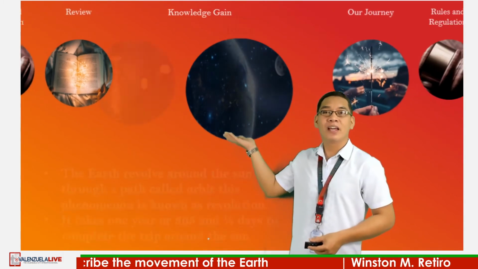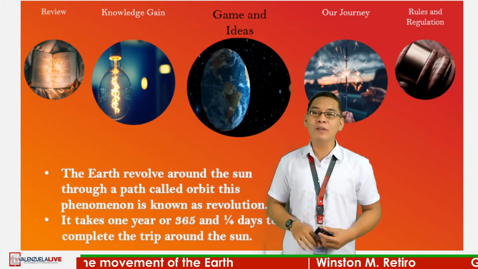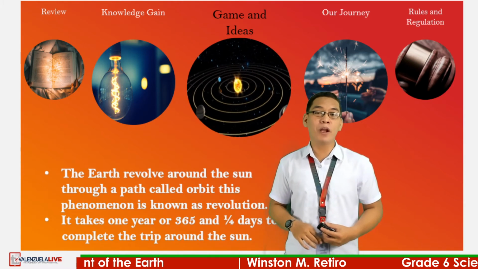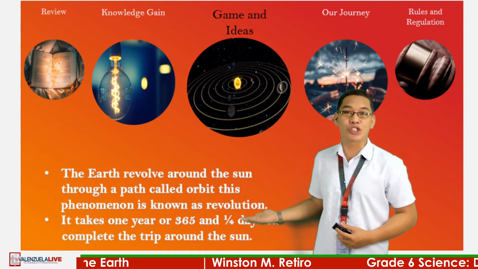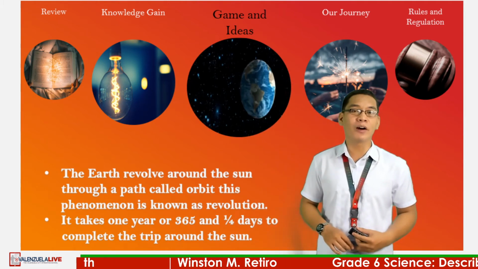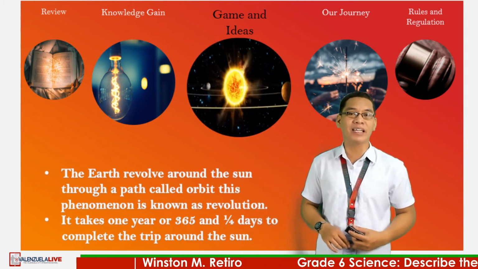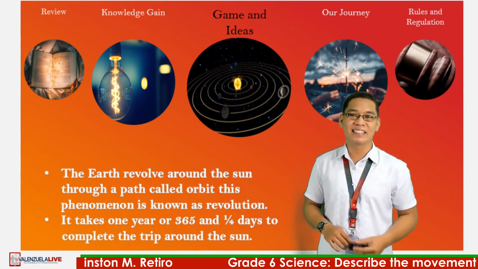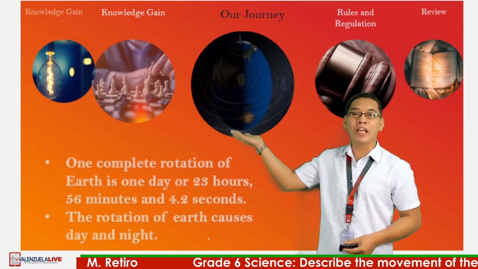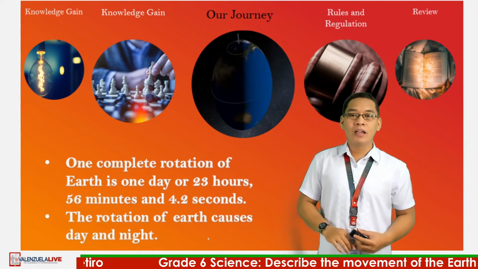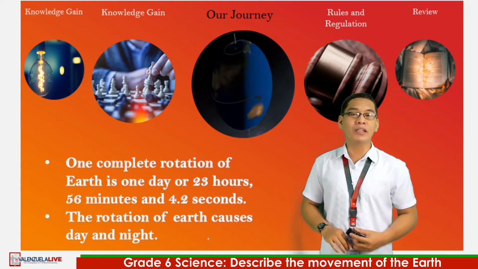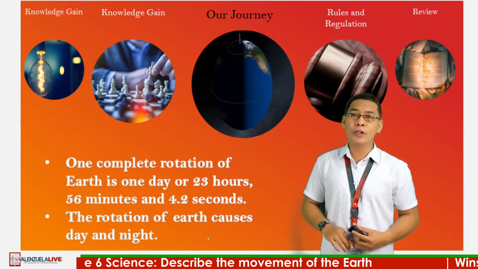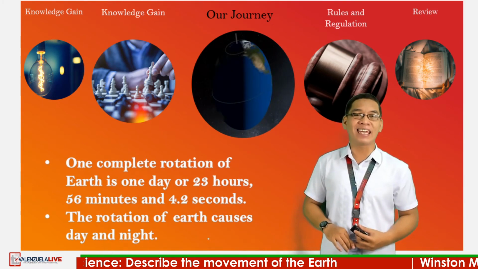The Earth revolves around the Sun through a path called orbit. This phenomenon is known as revolution. It takes 1 year or 365 and 1/4 days to complete the trip around the Sun. One complete rotation of Earth is 1 day or 23 hours, 56 minutes, and 4.2 seconds. The rotation of Earth causes day and night.